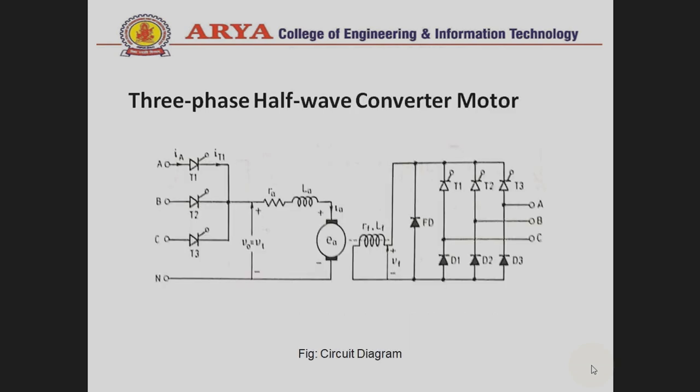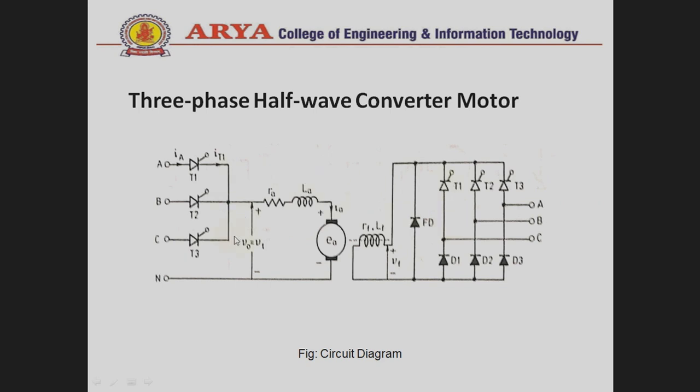Now, first of all, we discuss the three-phase half-wave converter motor. In the three-phase half-wave converter motor, in the armature side, we use the three-phase half-wave converter, and on the field side, we use the three-phase semiconverter. Basically, a semiconverter is a combination of thyristor and diode, and it has only one polarity of output voltage.